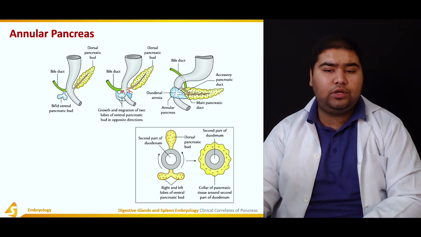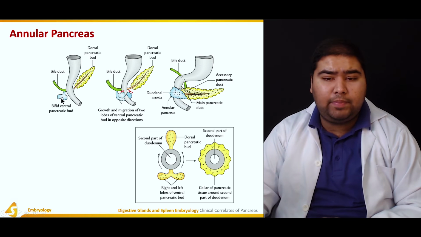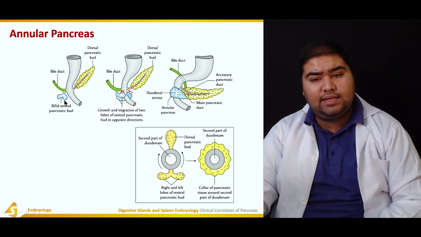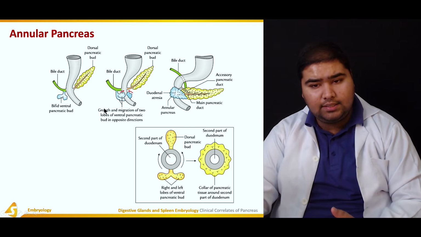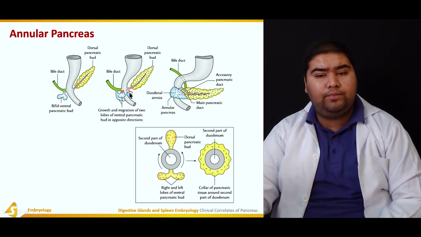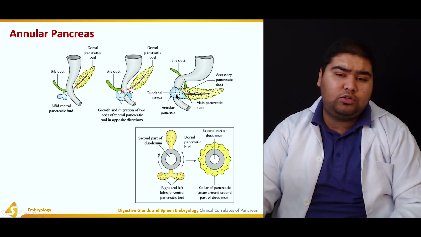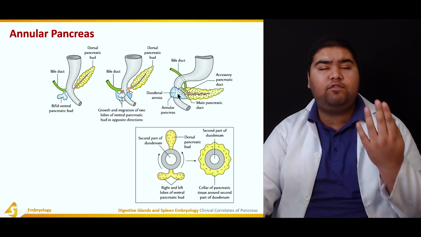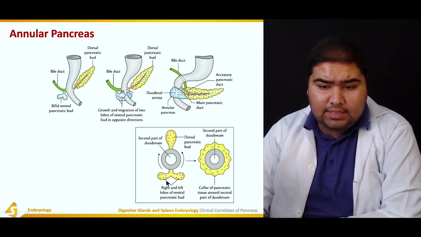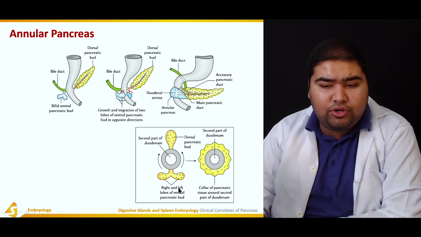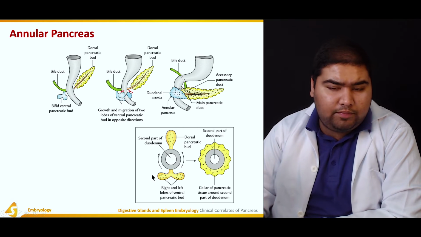But now, the growth and migration of the two lobes of this bifid ventral pancreatic bud occurs in opposite directions, as a result of which it forms a ring around the developing midgut, and there is tightening in this area, which may lead to duodenal atresia. This ring of pancreas is known as the annular pancreas. Here you can see the right and the left lobes of the ventral bud of the pancreas. This is the second part of the duodenum into which the bile duct opens.